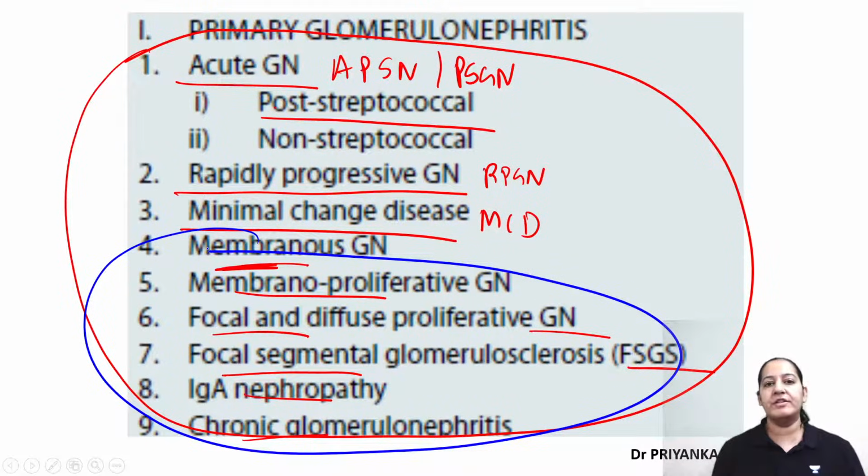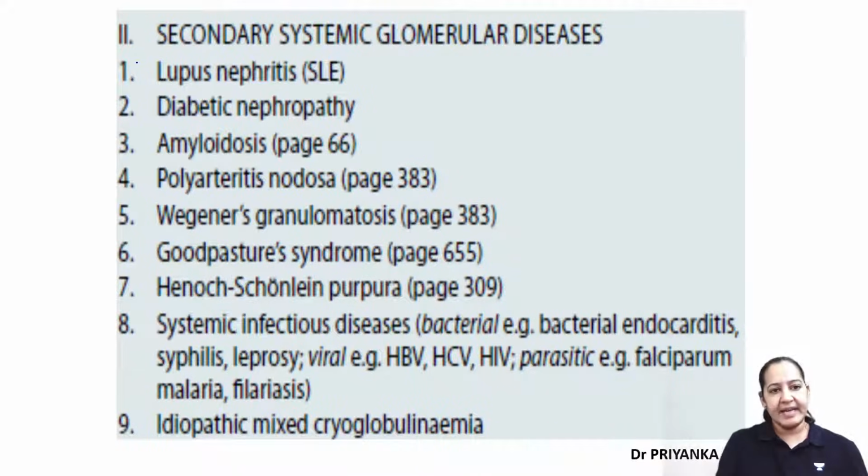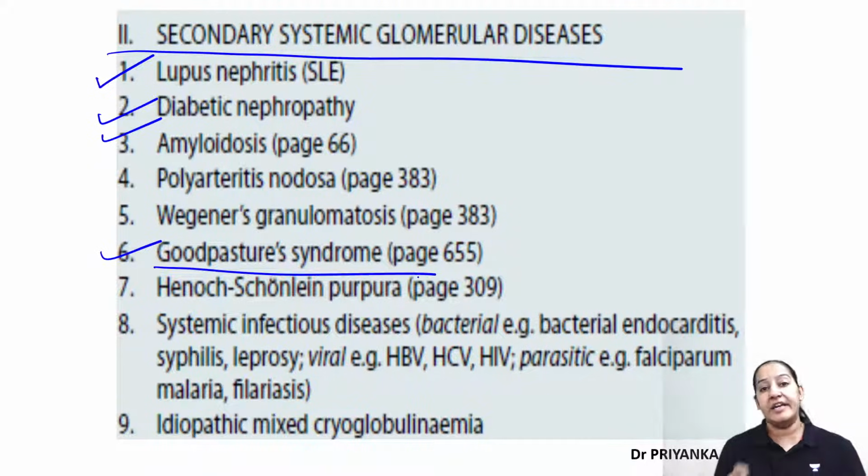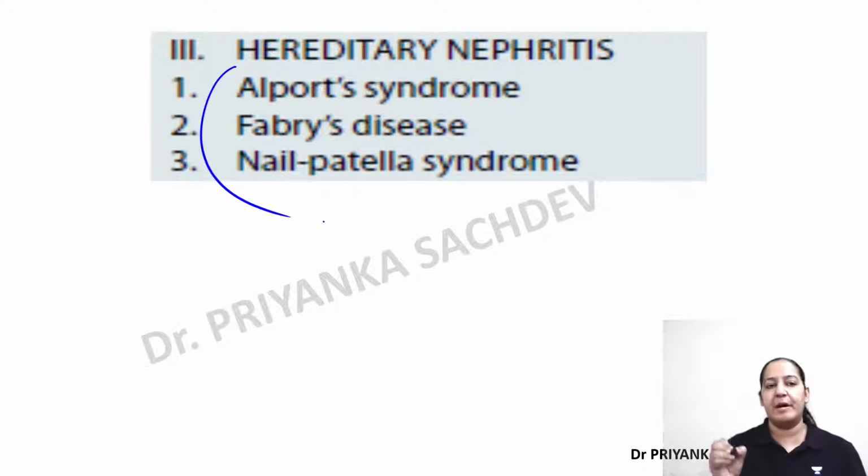So let me continue with the primary glomerulonephritis first. Shall I continue? Right. Okay. And these are the secondary ones. First, I will finish the primary glomerulonephritis, and in the secondary, I will teach you lupus nephritis, that is SLE, diabetic nephropathy, amyloidosis, Goodpasture, which we have already completed in type 1 RPGN if you know, and HSP, Henoch-Schönlein purpura. And in the hereditary ones, I will be completing this.